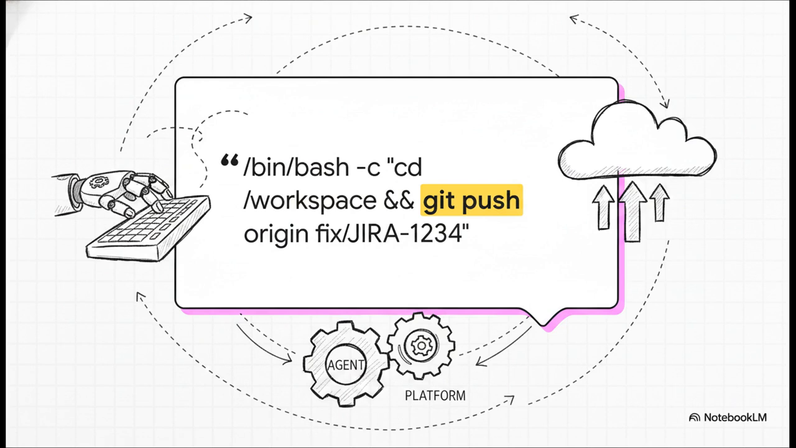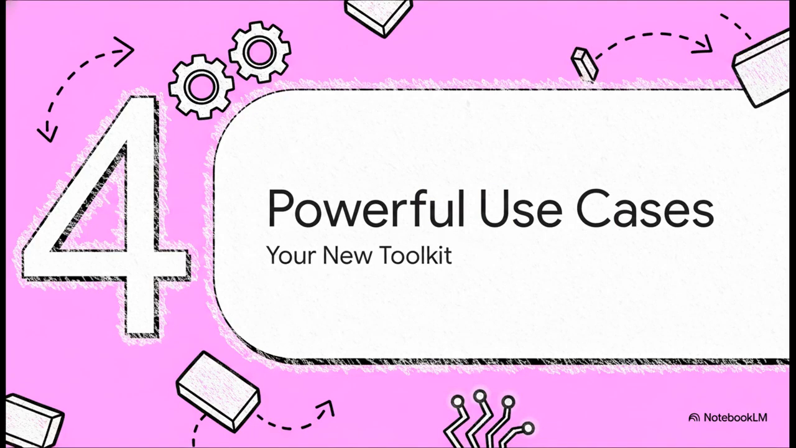You see the pattern here? The agent handled the creative what, writing the code, and the platform, using our command tool, handled the precise how, running the commands. Each part did exactly what it's best at. Now, this coder agent example is awesome, but it's really just the tip of the iceberg. This whole approach unlocks a ton of new, super reliable capabilities for any agent you can dream up. Let's look at some more.